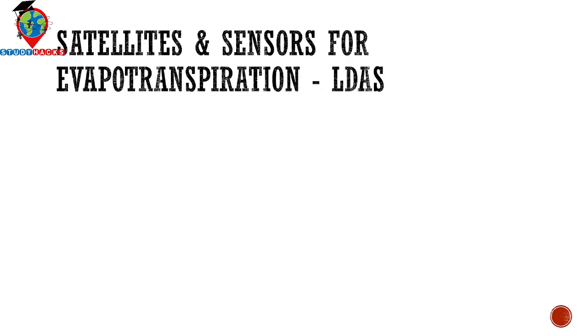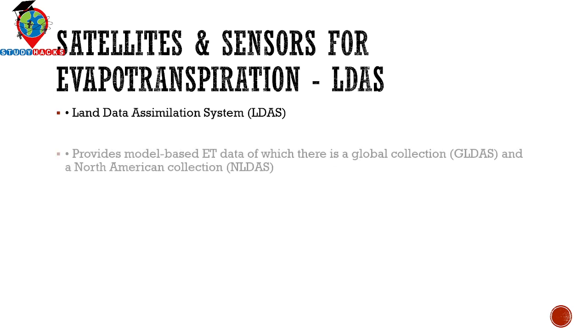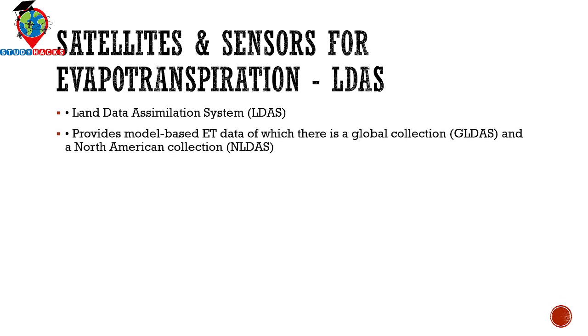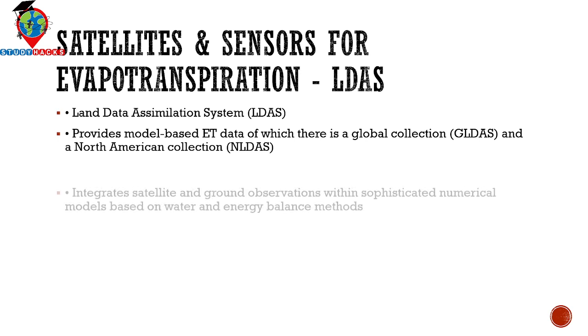So now we talk about LDAS. LDAS is mainly the Land Data Assimilation System. How we can easily use the Land Data Assimilation System and monitor the evapotranspiration. So basically, it provides model-based ET data, of which there is a global collection and a North American collection. So GLDAS is mainly the global collection, and NLDAS is mainly the North America collection.